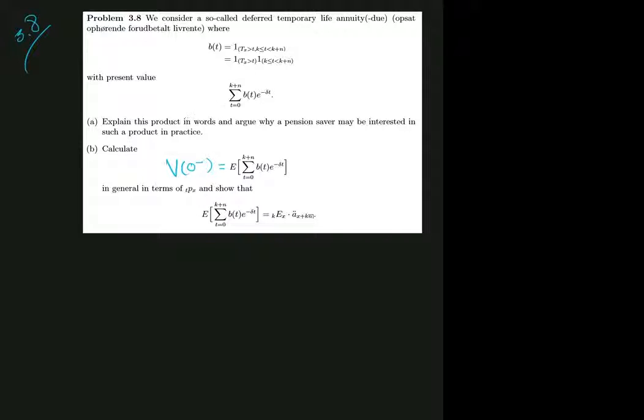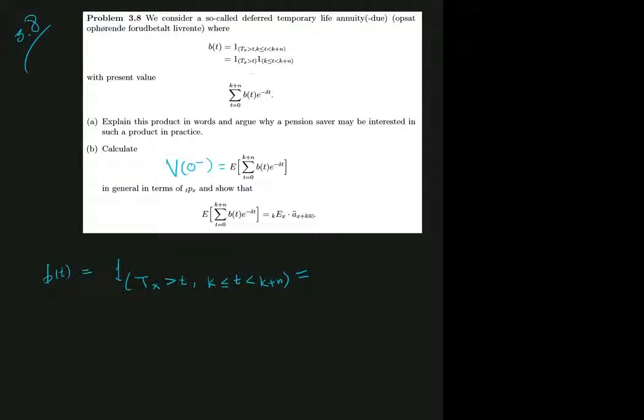So let's try to understand the payment stream here, b of t. The benefit payments are given as the indicator function of the time t being smaller than time of death, and the time t being in the interval between k and k plus n, right?